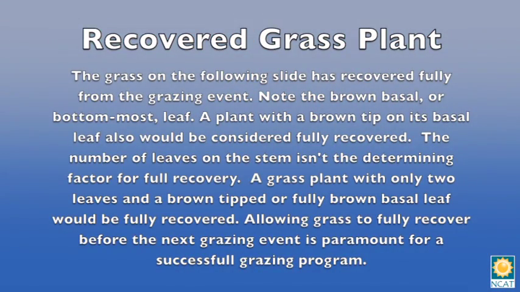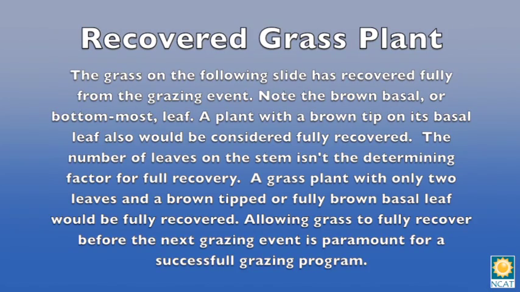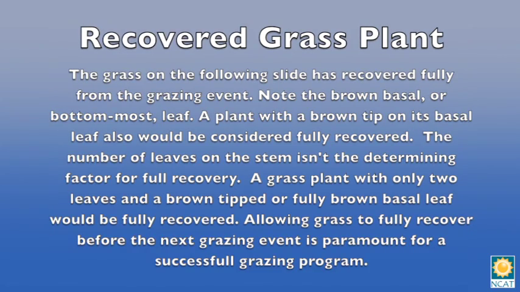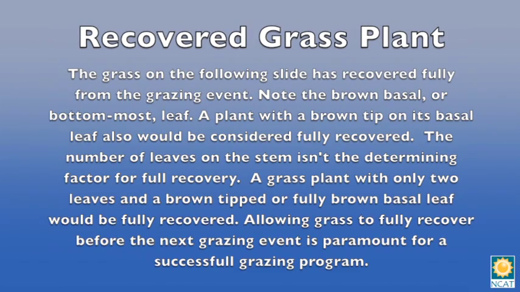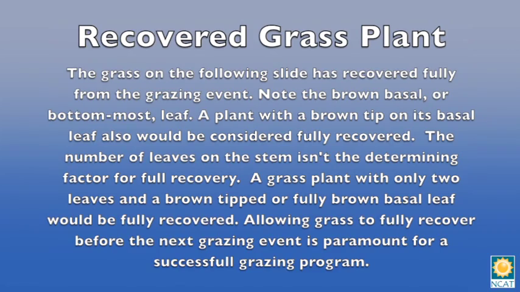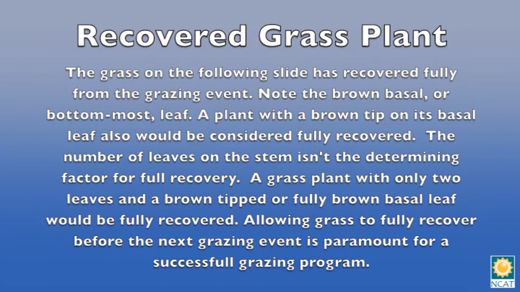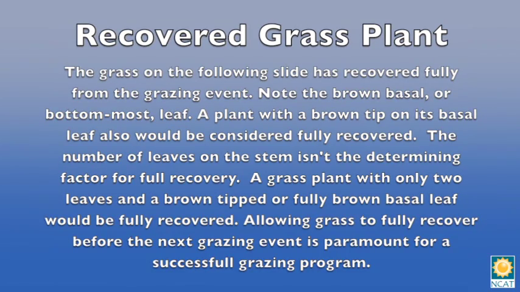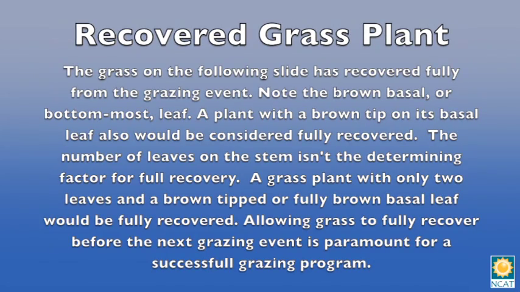The grass on the next slide has fully recovered from the grazing event. Note the brown basal leaf. A plant with a brown tip on its basal leaf would also be considered to be fully recovered. The number of leaves on the stem is not diagnostic for full recovery. For example, a grass plant with only 2 leaves and a brown tipped or fully brown basal leaf would be fully recovered. Allowing grass to fully recover before the next grazing event is paramount to a successful grazing program.